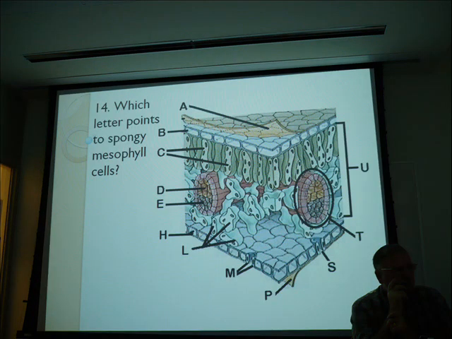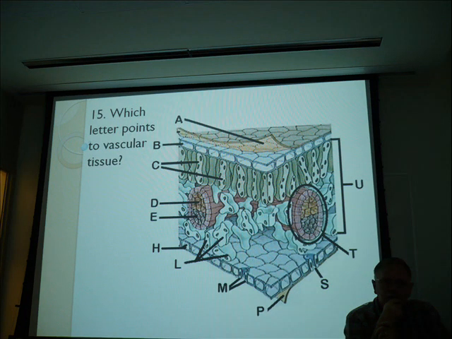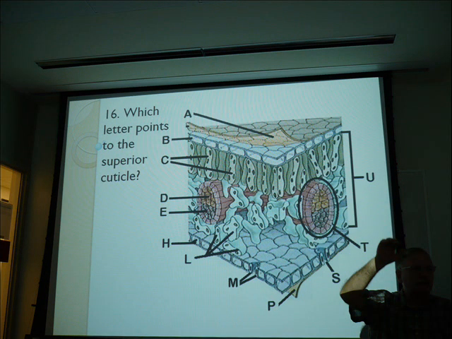Okay. Spongy mesophyll. Spongy would be what? L. Where's the vascular tissue? T. That was tango, T. The superior cuticle is curved up. That's alpha. It's a wax material curved up. See, we used a different term than superior. No, we did. What do you think we use? Upper and lower. What do you think superior means?